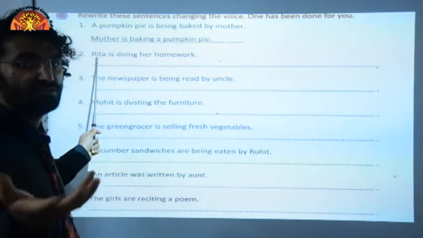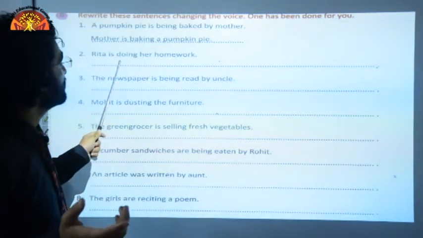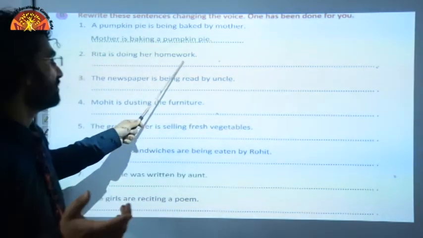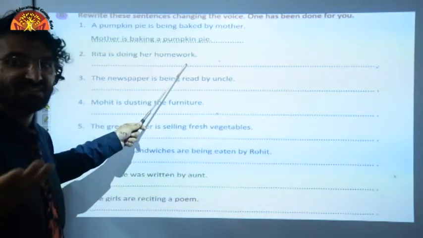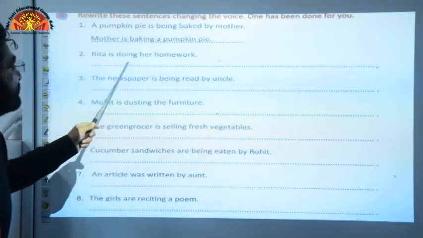And she is doing what? She is doing her homework. Rita is doing her homework. So are you going to help me with this as you have helped before? Yes, children, please help me. Rita is doing her homework.